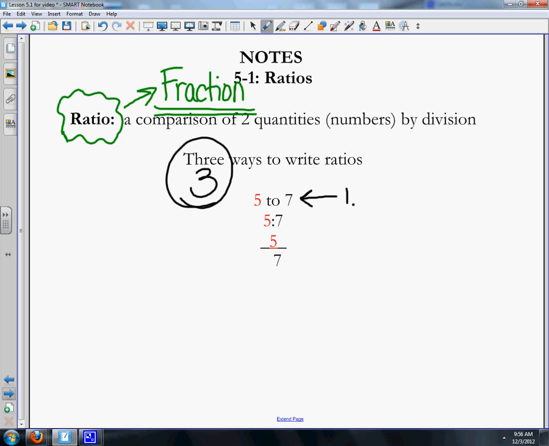So that's number 1. Number 2 is it's 5 to 7, but they use a colon. So that little dot dot is another way to represent it. And then 5 divided by 7 is the third way. So make sure you have all 3 of those in your notes.